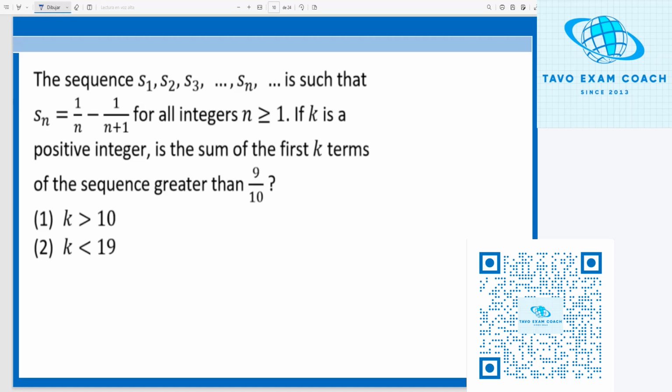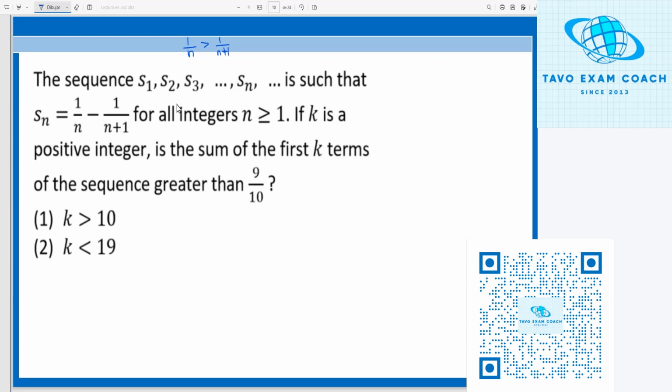A few observations first, based on the description of this text prior to the question. The way it is defined, each of the terms in this sequence S is a difference of two fractions. But you are subtracting the fraction with a greater denominator, so it is less than the first fraction, 1 over n. We know that if n is positive, 1 over n is greater than 1 over n plus 1. So obviously, this difference will always be positive. Each of the terms in this sequence is positive.